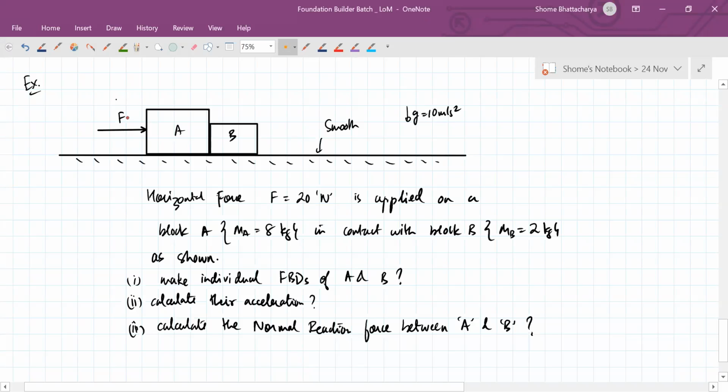Okay, so the force you're applying is 20 newtons from this side. This block has mass of 8 kilograms. This block has a mass of 2 kilograms.